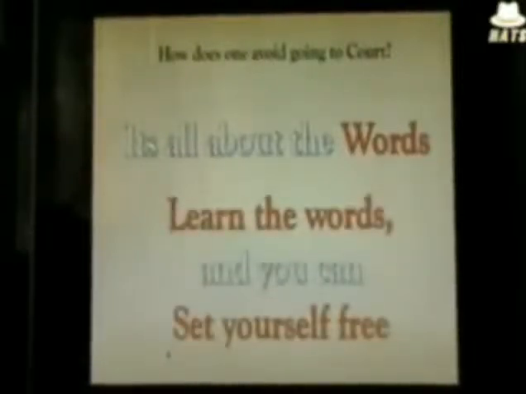So how can you avoid going to court? It's all about the words. So if you learn the words, you can start to set yourself free.